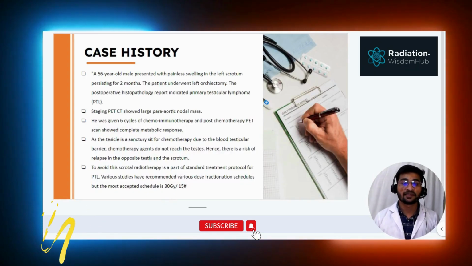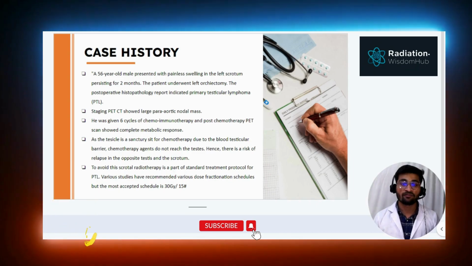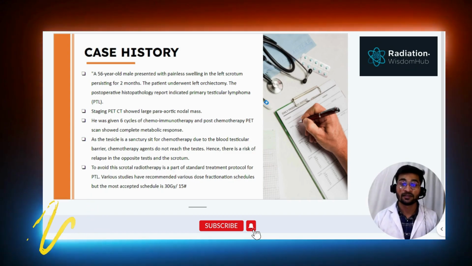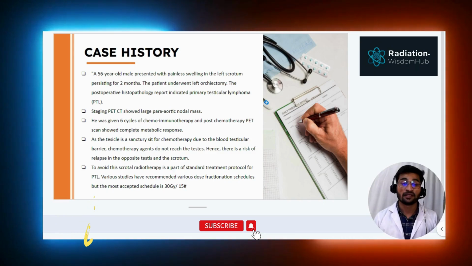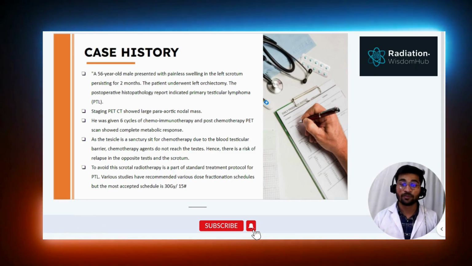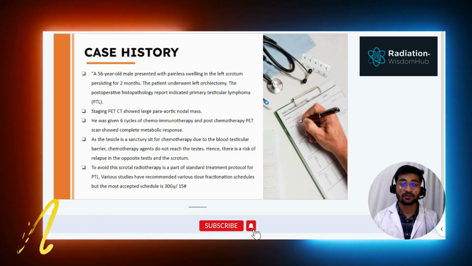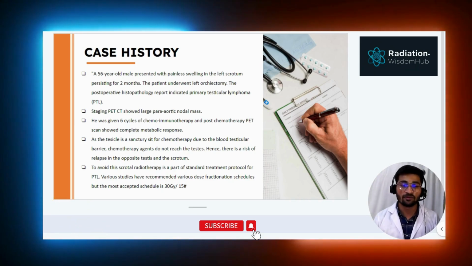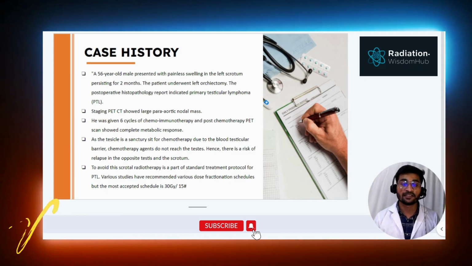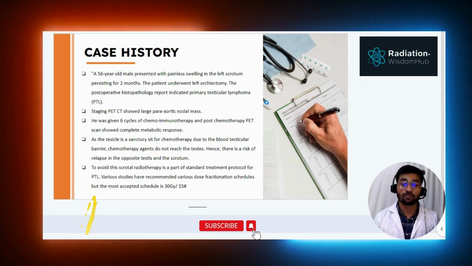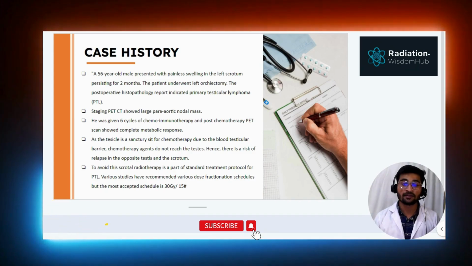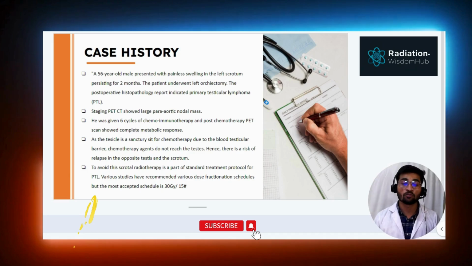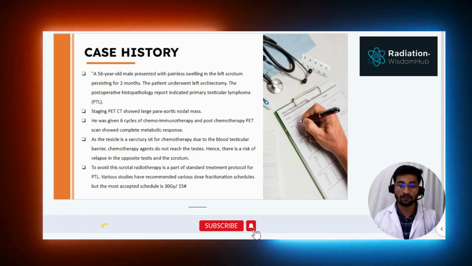So here is a case history. A 56-year-old male patient presented with a painless swelling in the left scrotum, persisting for the last 2 months. The patient underwent left orchidectomy. The post-operative histopathology report indicated primary testicular lymphoma, PTL. Staging PET CT scan showed a large para-aortic nodal mass. He was given 6 cycles of chemoimmunotherapy, and the post-chemotherapy PET CT scan showed a complete metabolic response.